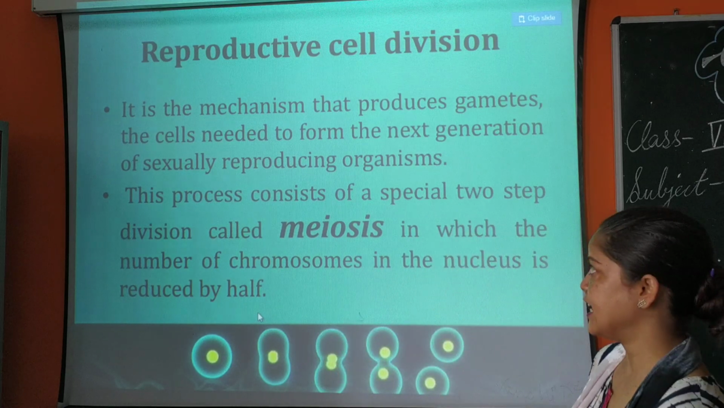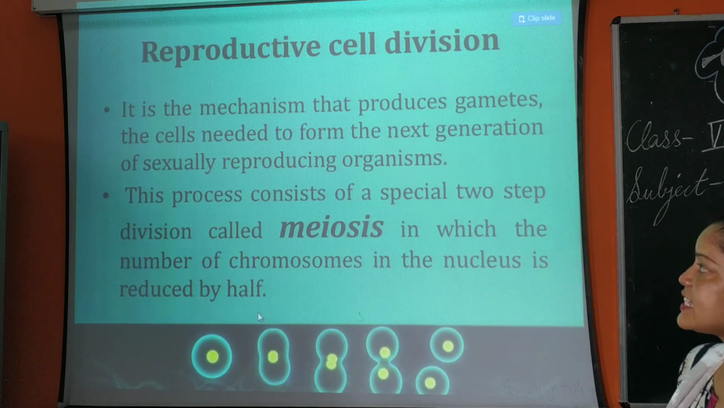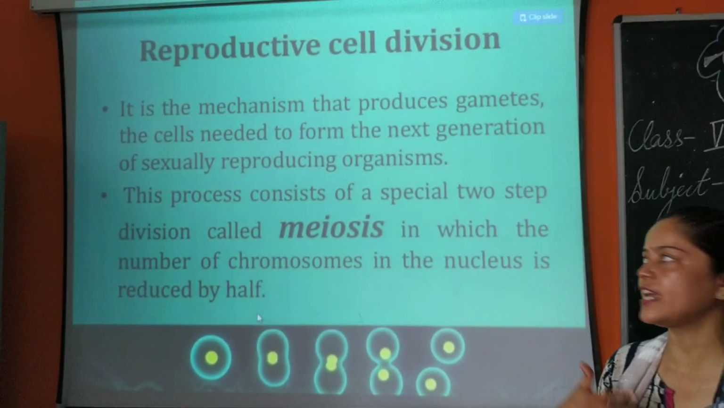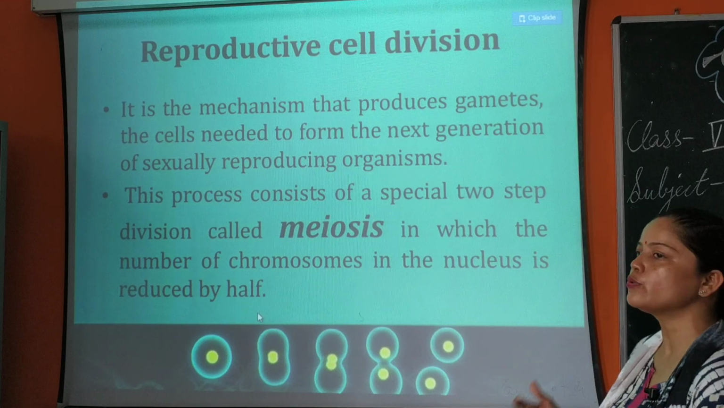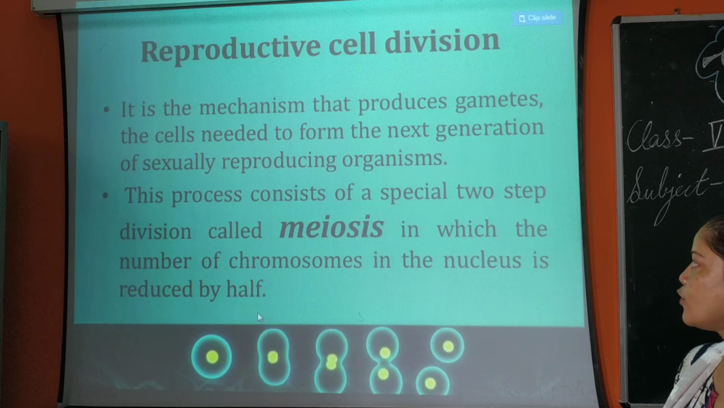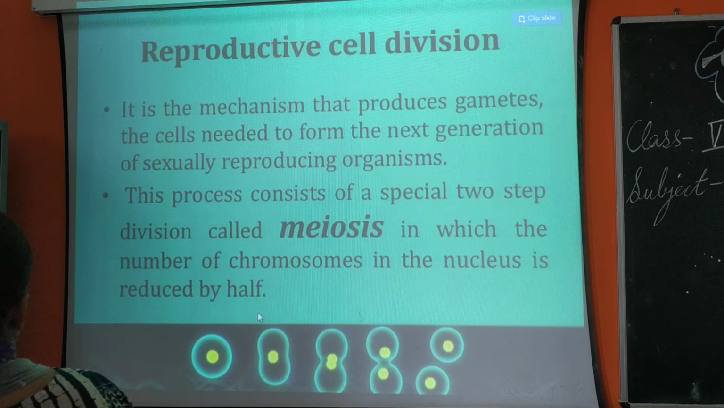Reproductive cell division is the mechanism that produces gametes, the cells needed to form the next generation of sexually reproducing organisms. This process consists of a special two-step division called meiosis, in which the number of chromosomes in the nucleus is reduced by half.